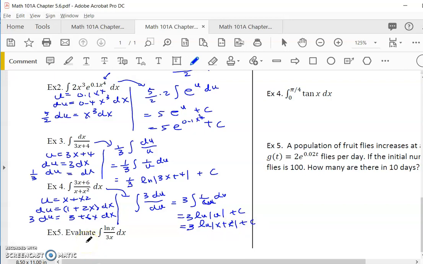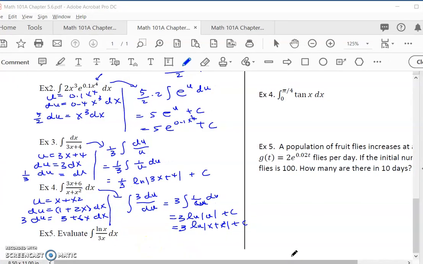Example 5 is a kind of difficult one, so maybe we'll talk about those in class. Basically, whenever you see ln in an integral, that is your substitution. And then your du is 1 over x dx, which we have, right? And the 1/3 you can move outside, so you can still do a substitution.